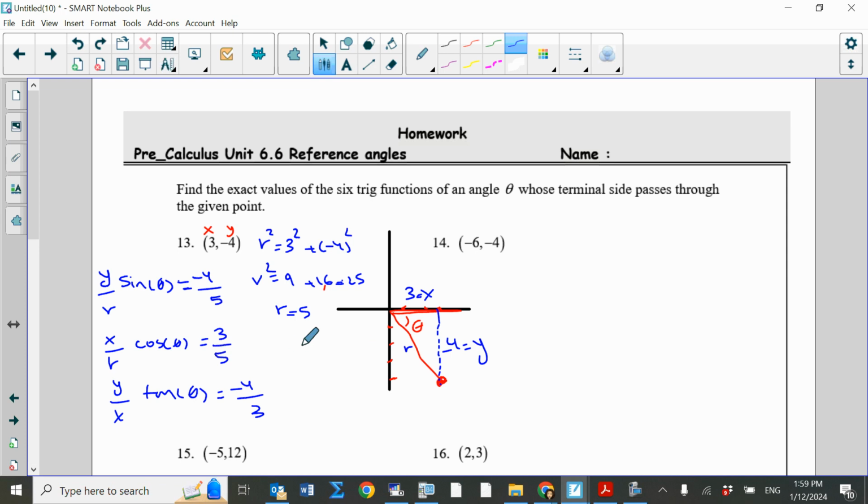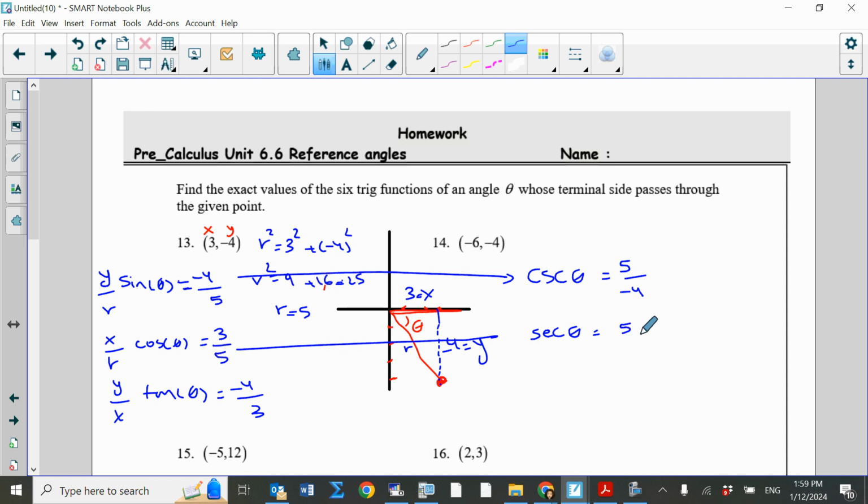Now I can find the reciprocal functions as well. I'm going to write them here. Reciprocal of sine is cosecant. Just flip this value, that's 5 over negative 4. Reciprocal of cosine is secant. It's 5 over 3. And reciprocal of tangent is cotangent, which is 3 over negative 4.